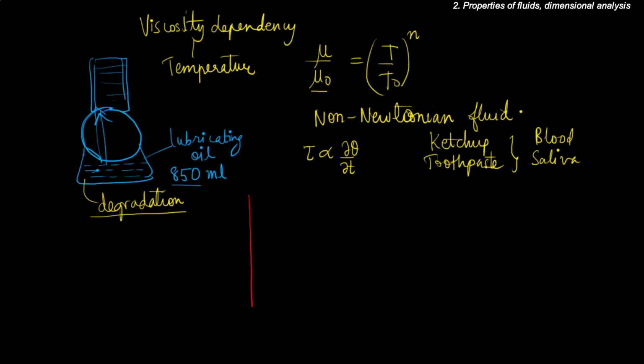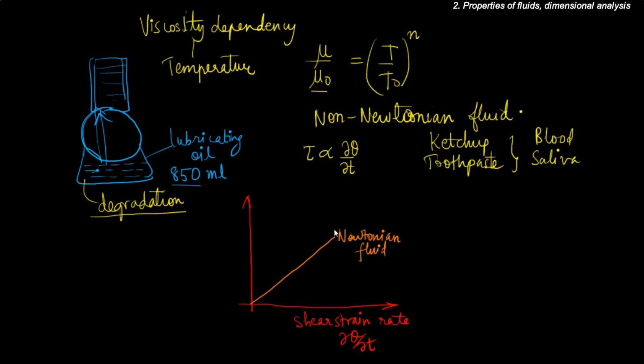Let us consider the plot of the shear stress as a function of the rate of shear strain. On the x-axis we have the rate of shear strain, del theta del t, and on the y-axis we plot the shear stress. For Newtonian fluids it's a linear curve, while certain kinds of fluids have a tendency to lower the shear stress upon an increase of the shear strain rate. These fluids are called pseudoplastic fluids.